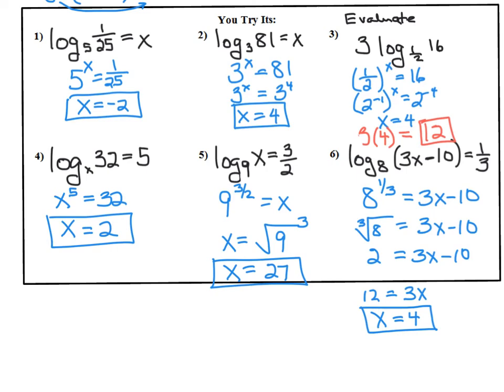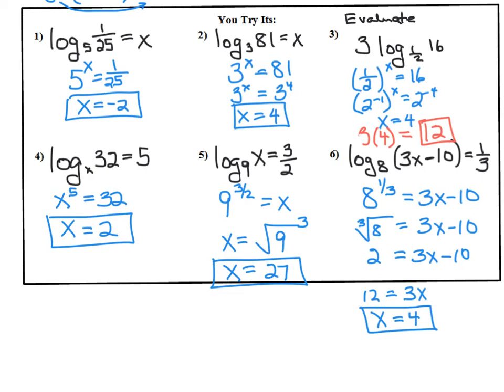Please check your solutions with the ones that I've shown here. You'll notice that on number 1, we rewrote that as an exponential. 5 to the x equals 1 over 25. The base of both sides could be written with a 5, so 5 to the x equals 5 to the negative 2. So therefore I know that the exponent must be negative 2. On number 2, writing that as an exponential, 3 to the x equals 81, but 81 is equivalent to 3 to the 4th. So when the bases match, the exponents have to be equivalent, so x must be 4.